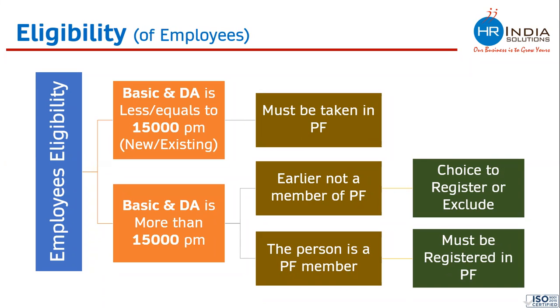So there can be two cases. In one case, if the salary is less than 15,000, the person has to be taken into provident fund. In the cases where salary is more than 15,000, there can be two possibilities. If he was a member of PF earlier, we need to take that. If the person was not a member of PF earlier, there is a clear choice with the employer whether they want to take it.